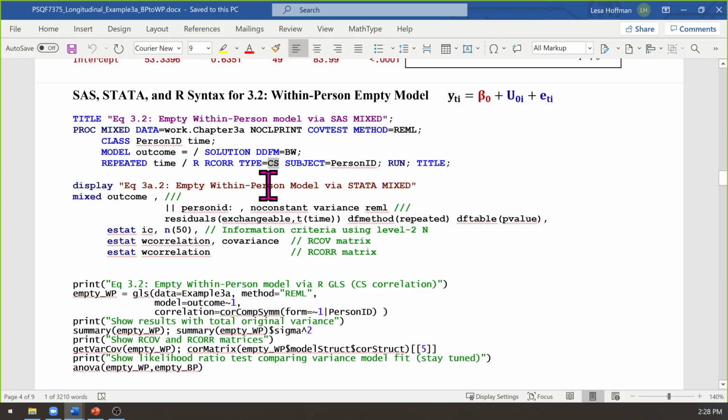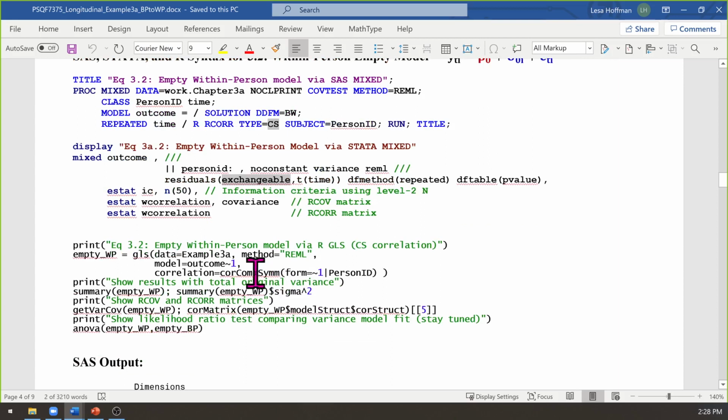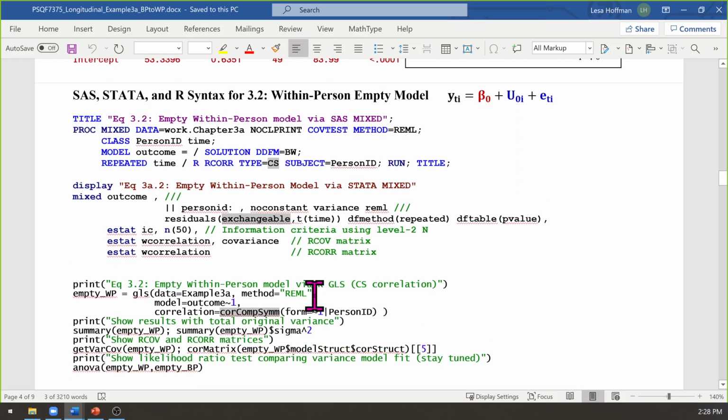Compound symmetry in Stata is exchangeable. Fun with synonyms. Compound symmetry in R is comp sim. R is trying to do you a solid, right? Not just acronyms, but comp sim, you know, compound symmetry. So that's the difference in the code. We are taking what was one pile of E residual variance and splitting it into two. That's what we're doing.